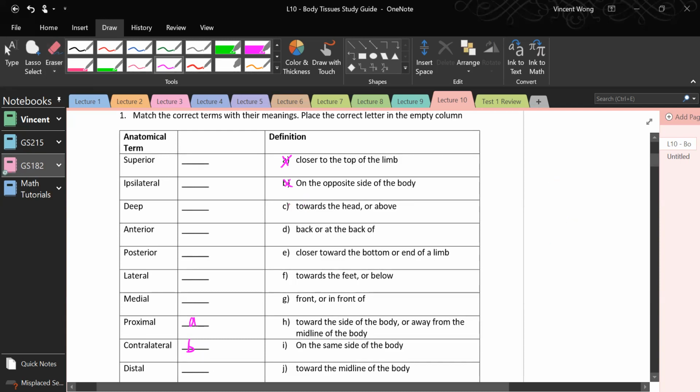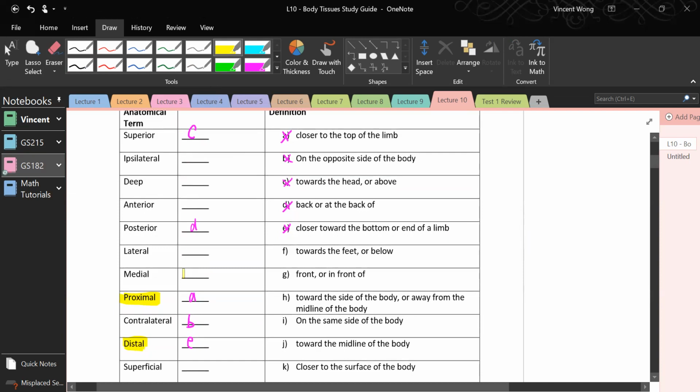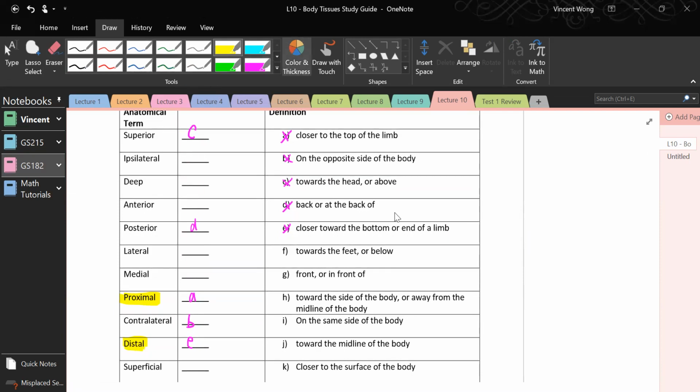Towards the head or above, we call that superior. Back or at the back of, that would be posterior. Closer towards the bottom or end of a limb, so that would be the opposite of the first one, and it is going to be distal, which is right here. I'm going to highlight the terms that are opposite pairs. So proximal is opposite to distal. We're probably going to run out of color very quickly, but we'll see where it goes.